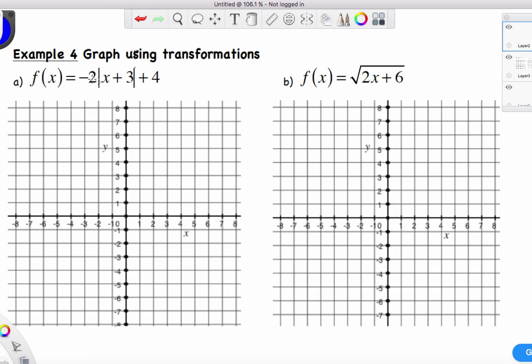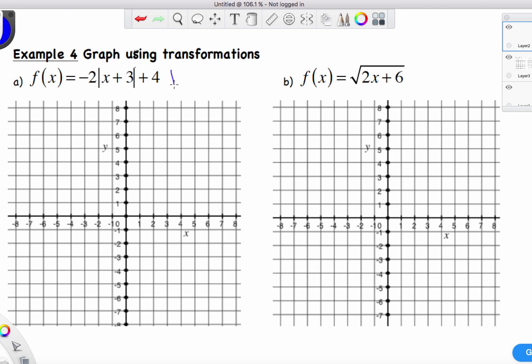All right, we're still graphing using transformations, but now we're going to step it up a notch and bring in some stretching and compressing. Not only do we have numbers being added or subtracted to our parent functions, but we also have numbers being multiplied as well. So let's just go ahead and work through the example. Let's start with example 4a.